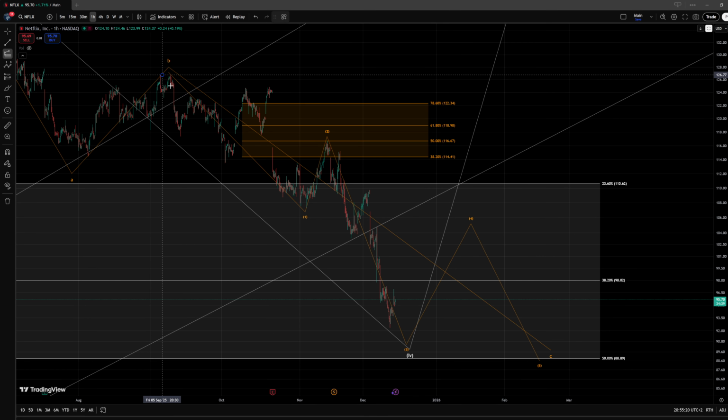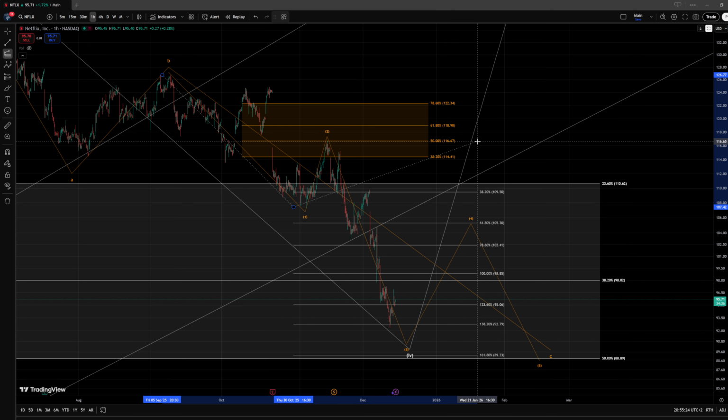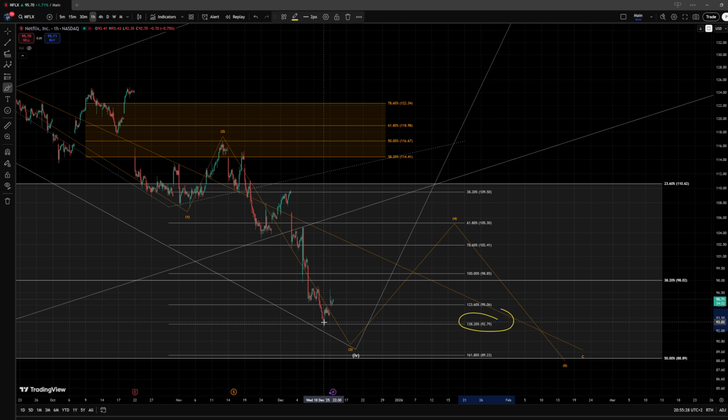So the wave 3, in the case of the orange interpretation, would have been expected to reach the ideal target at the 138.2% extension of the wave 1. Yeah, this is perfectly already touched and it got a reversal. So technically, while this pattern could be complete, I'm not necessarily convinced. Even though we have reached the ideal target, we could easily see extensions.